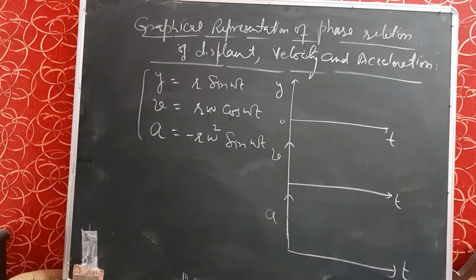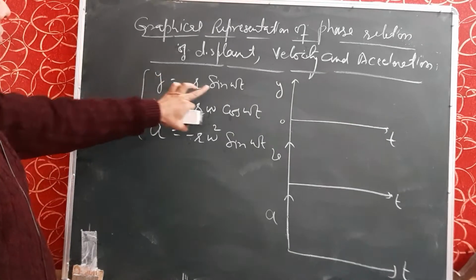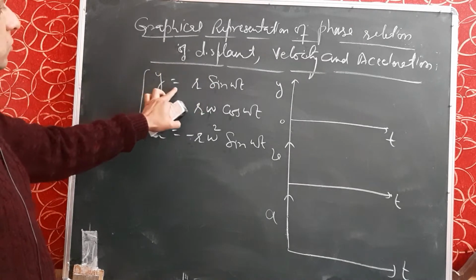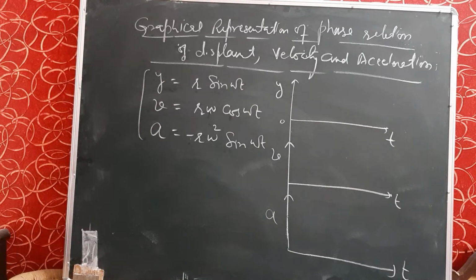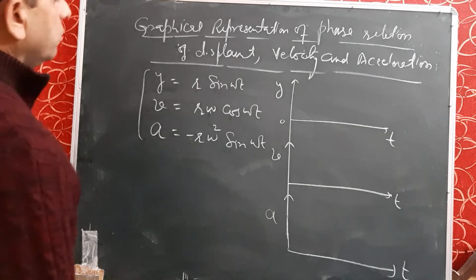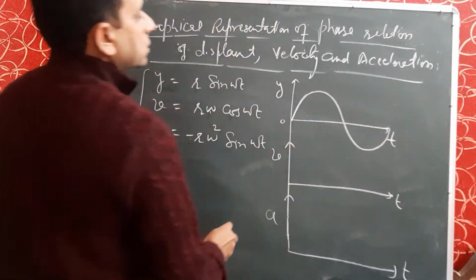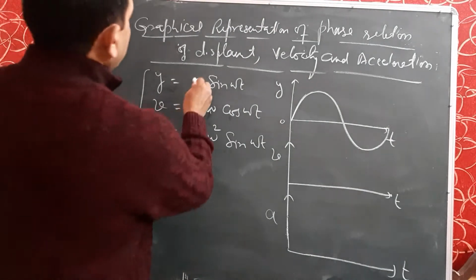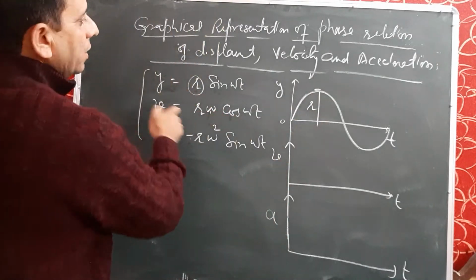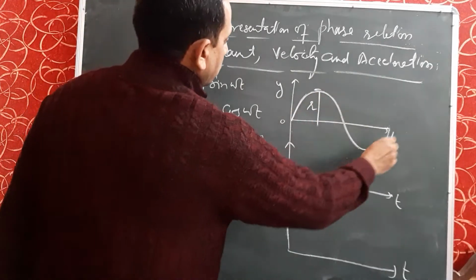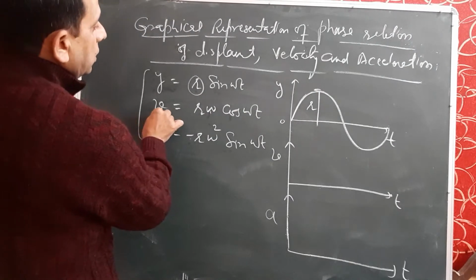Now, what is the nature of the graph? We already have studied that the nature of the graph is sinusoidal, because y is equal to r into sine. You know that the sine function is like a wave. So, the graph of this y becomes a sine wave, and this r is its amplitude, the maximum value of y. And in the second case, in case of velocity, it is a cos wave.